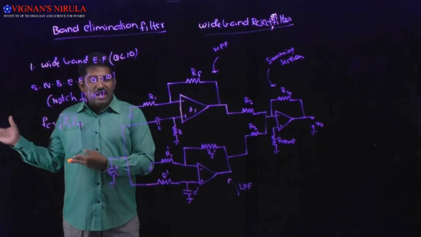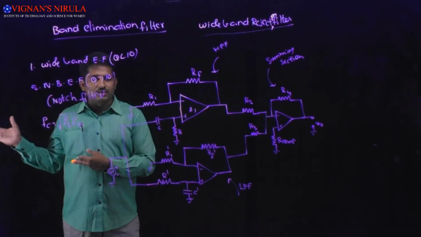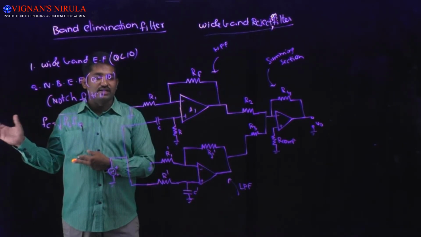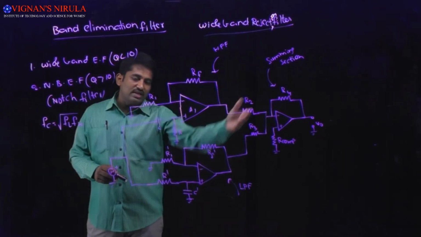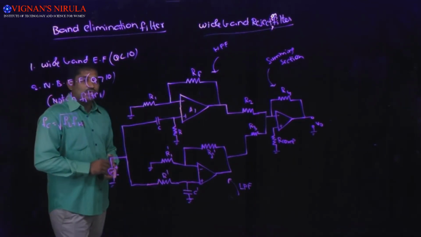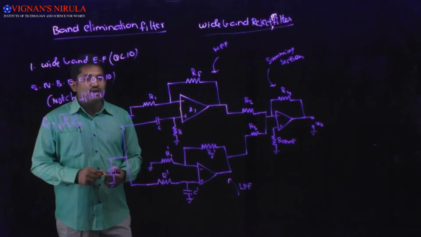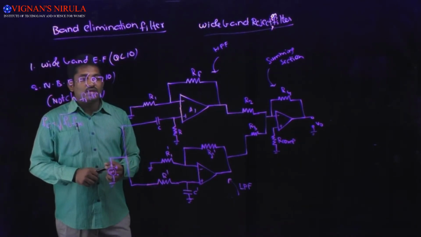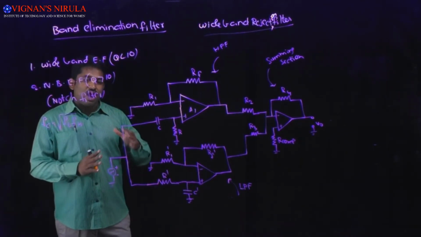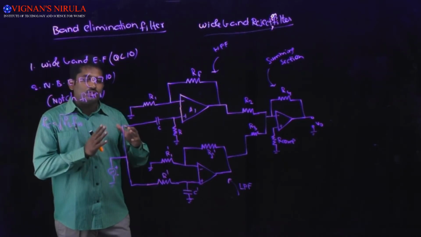Like the wide band pass filter, here also we have a low pass filter as well as a high pass filter. Additionally, we have a summing amplifier. With this circuit we are going to design the wide band reject filter. For satisfactory operation we require two conditions.